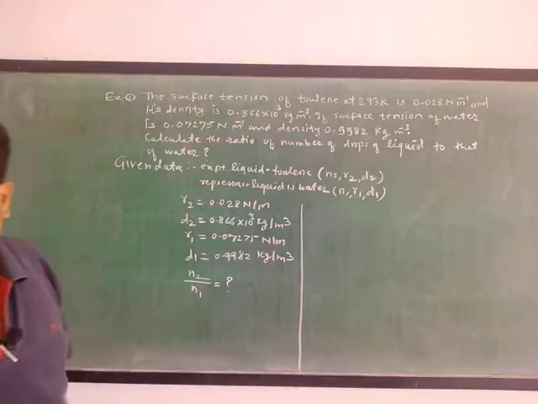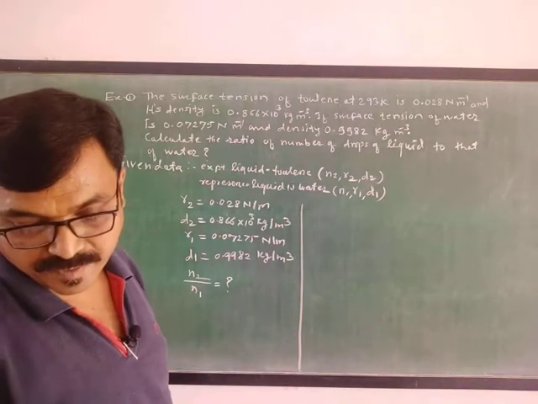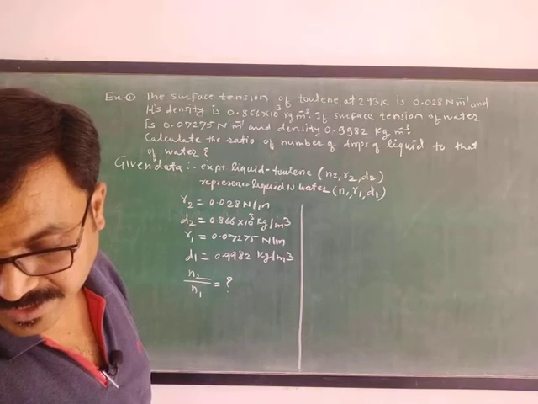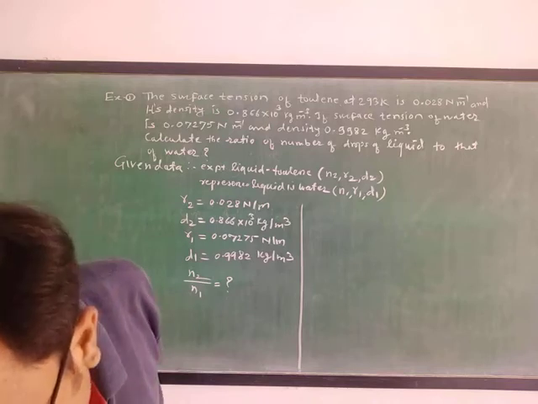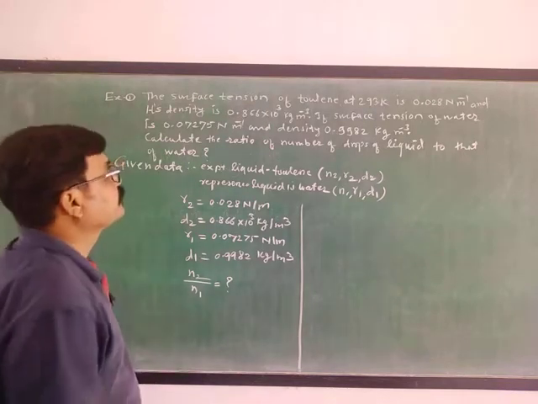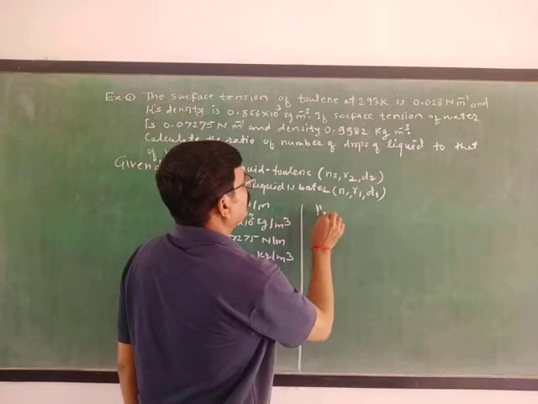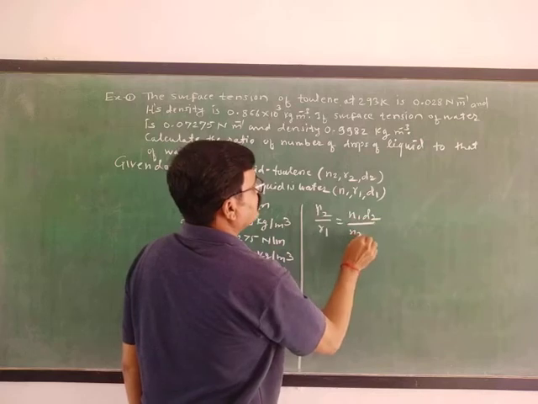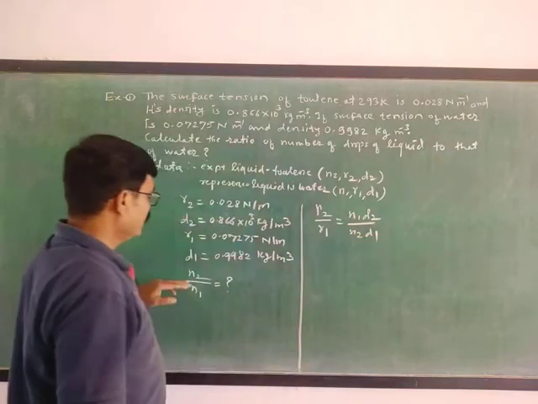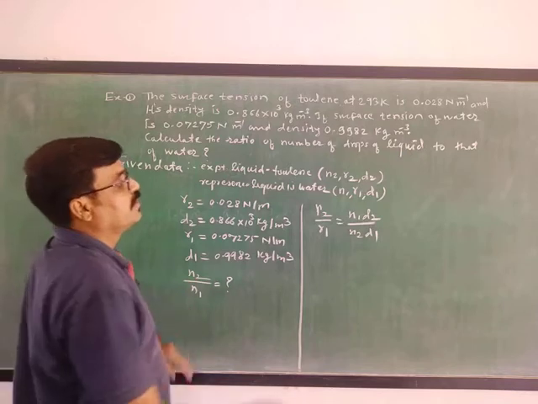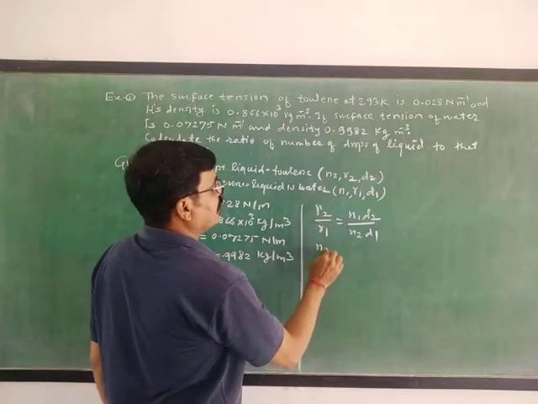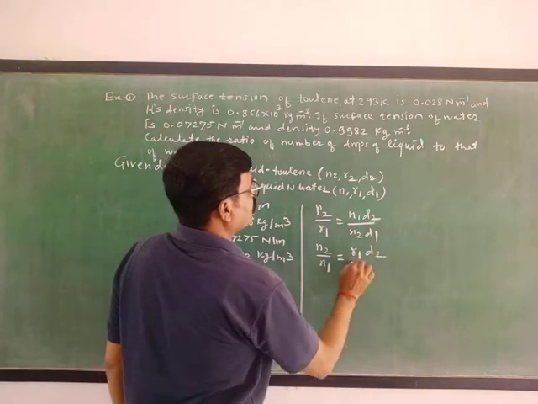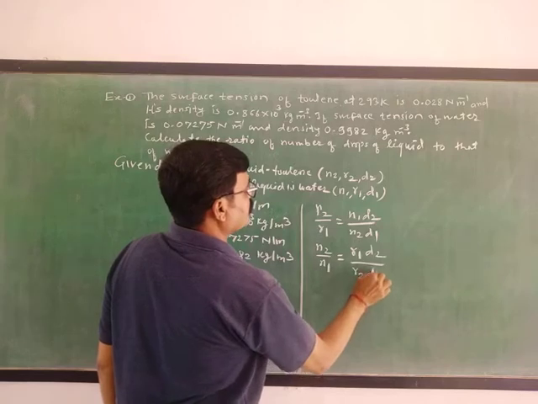Now the formula, you know the formula. In the previous period we came to know that the relative surface tension, gamma 2 upon gamma 1, is equal to N1 D2 upon N2 D1. Now you want to calculate N2 upon N1, so by cross multiplication, N2 upon N1 is equal to gamma 1 D2 upon gamma 2 D1.